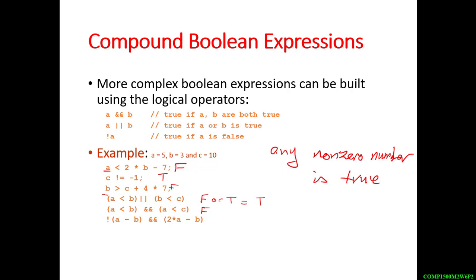The last one, not a minus b. So what is a minus b? 5 minus 3 is 2. Not 2. Any non-zero number is true. So not true. And 2 multiplied by a, which is 10, 10 minus 3, which is 7. So it will be not true and true. Not true is false. False and anything will give you a false.